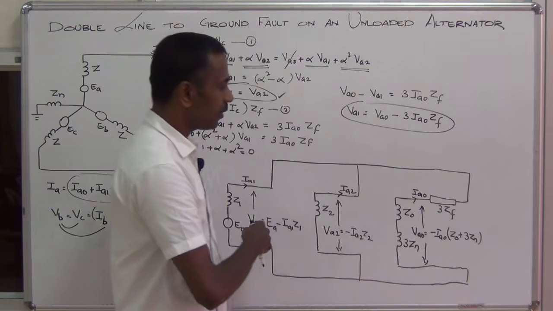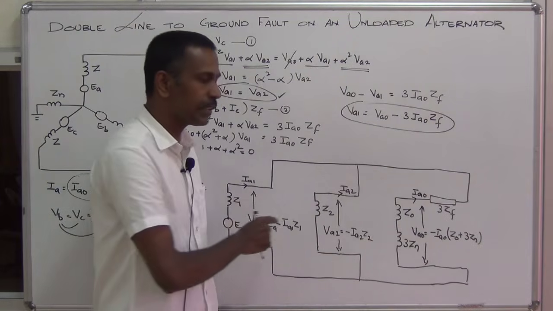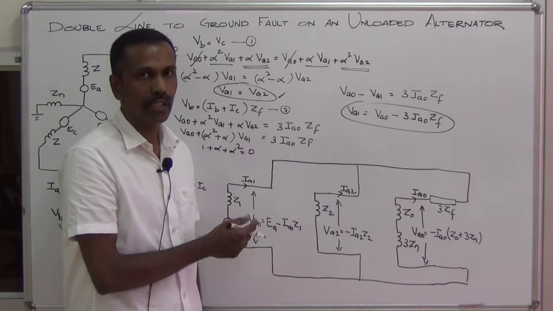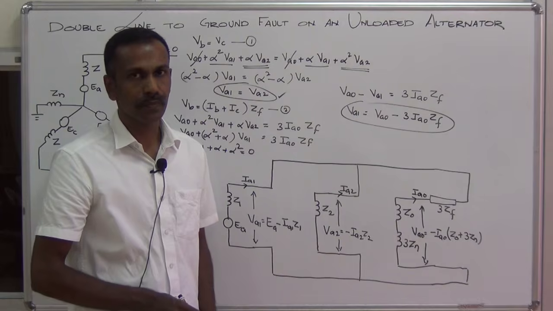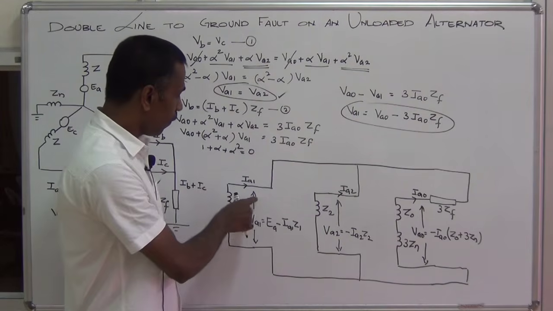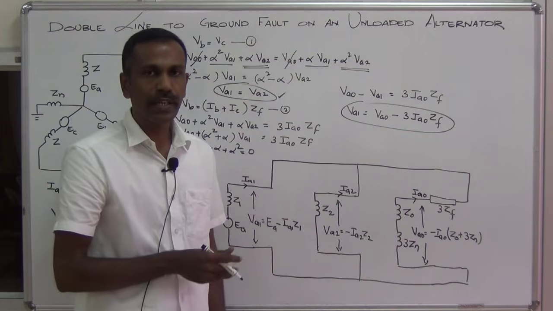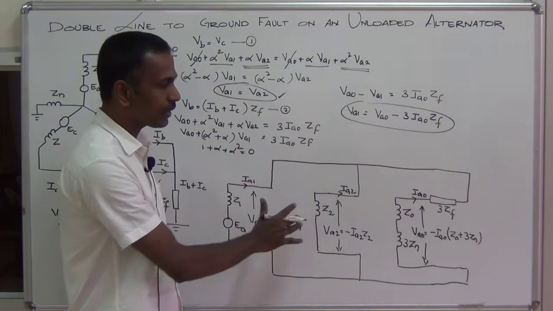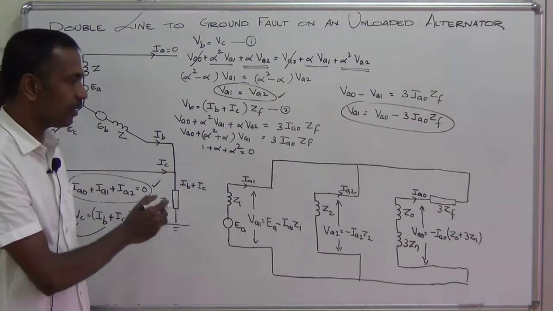So using this network we can find out the three sequence currents, IA0, IA1 and IA2. From the sequence currents we can find out the phase currents. From these sequence voltages we can easily find out the phase voltages. So this is the complete sequence network for a double line to ground fault, including the fault impedance.